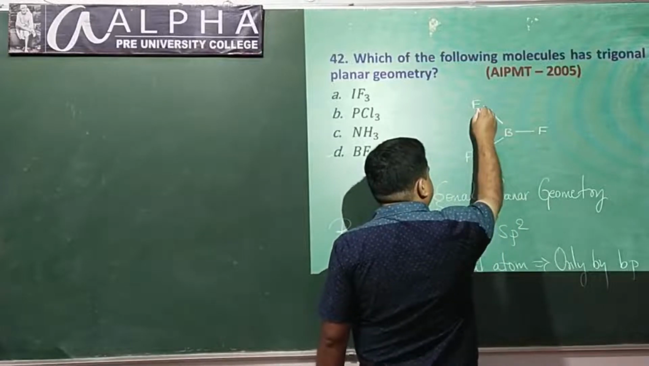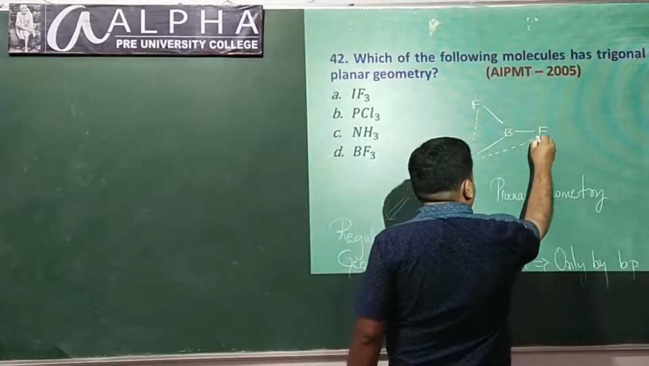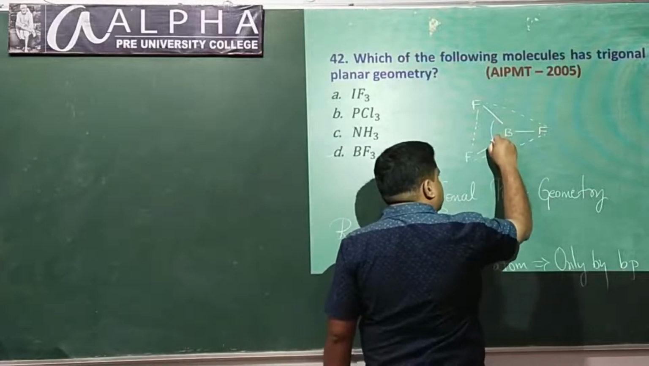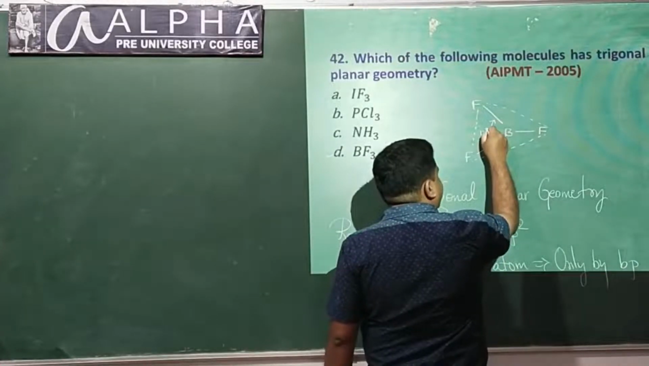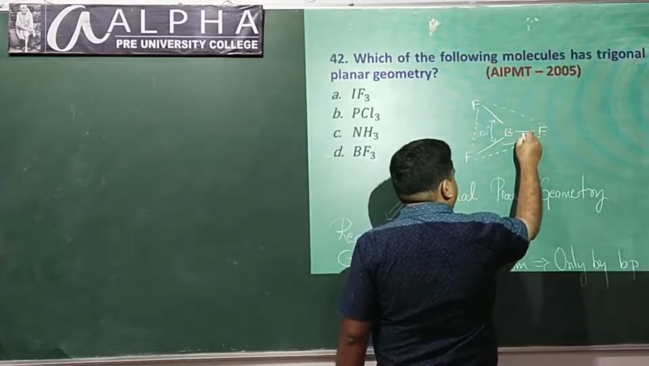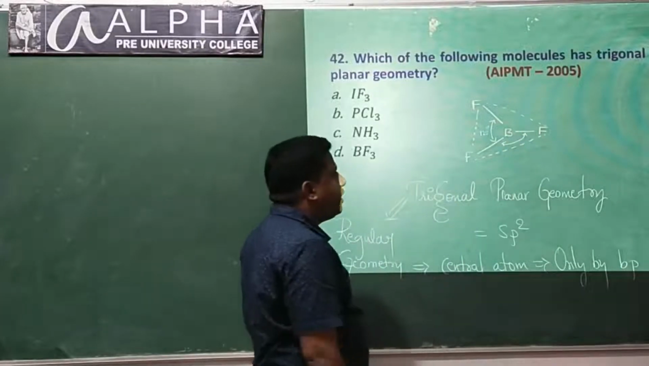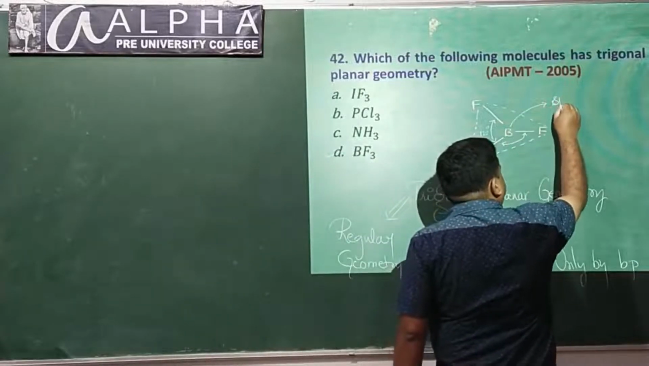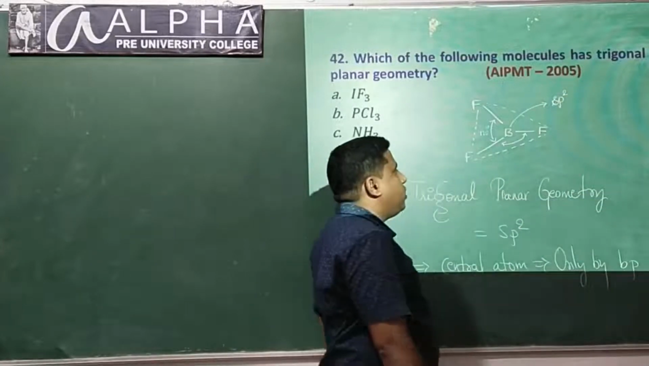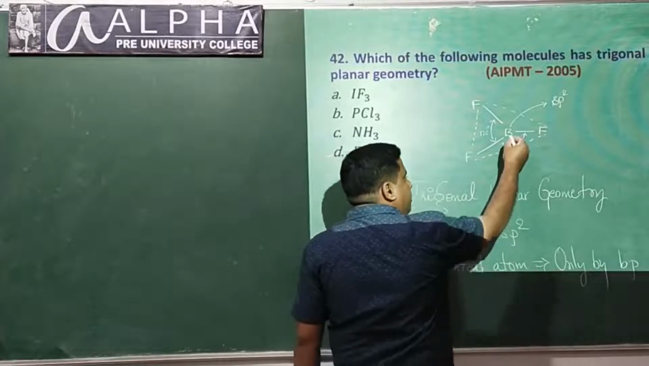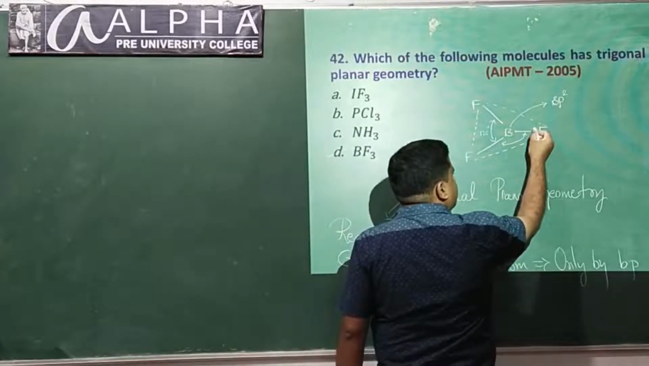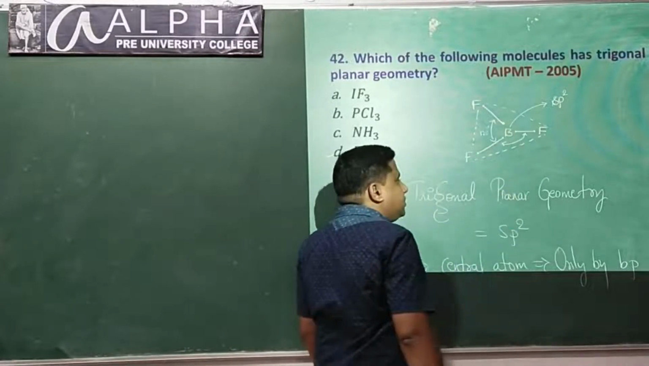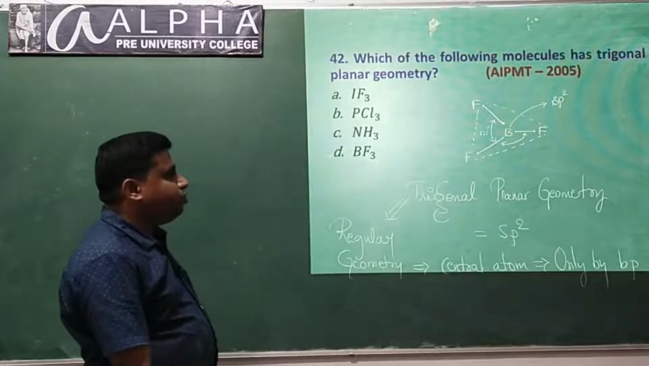Boron trifluoride has trigonal planar geometry. Here the bond angle is how much? Each bond angle is going to be 120 degrees. And what is the hybridization of boron? sp2 hybridization. Look here, boron is surrounded only by bond pairs. There are no lone pairs at all. Hence what type of geometry is it? It's a regular geometry, boron trifluoride.